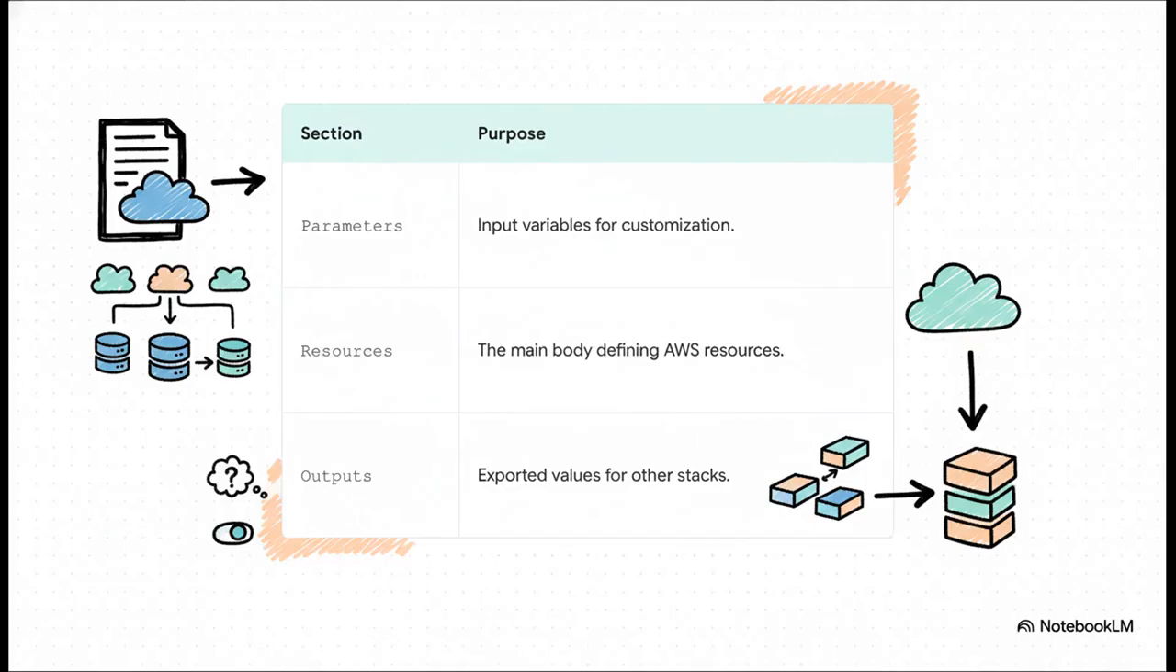And this table breaks down the purpose of those key sections really nicely. Parameters make your templates reusable. So you can use the same template to deploy a tiny little server for development or a massive one for production just by changing a single value. Resources is where you'll define your EC2 instances, your S3 buckets, everything in between. And outputs are super useful for passing critical information, like an IP address, to other parts of your system automatically.